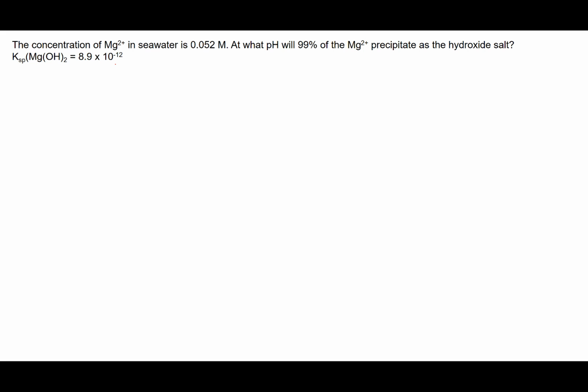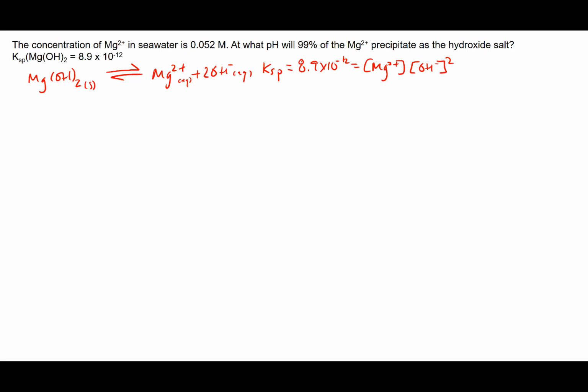So the question is, how do we approach this problem? First things first, let's write out the equation for the reaction. We have magnesium hydroxide as a solid forming magnesium 2+ aqueous plus hydroxide ion aqueous, and it's going to form two equivalents of the hydroxide ion. So that right there is our Ksp, which is 8.9 times 10 to the negative 12. If we write out the expression, it's the concentration of magnesium 2+ times the concentration of hydroxide ion squared.